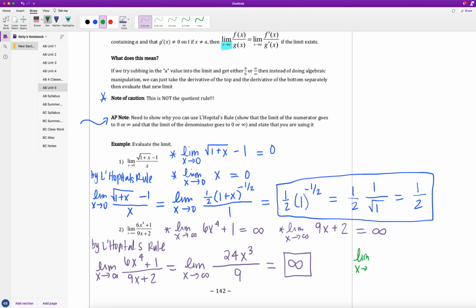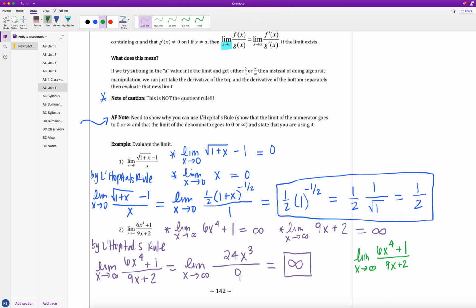So although there are times when L'Hopital's rule can be applied, to help you save time, unless the problem says using L'Hopital's rule, you don't have to use L'Hopital's rule. You can still use all the algebraic manipulations that we had before. So for example, in example 1, we could have multiplied by the conjugate and simplified.